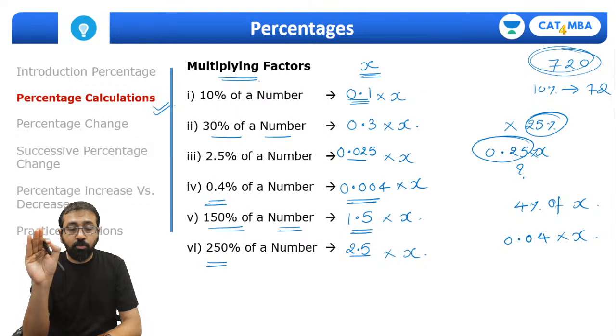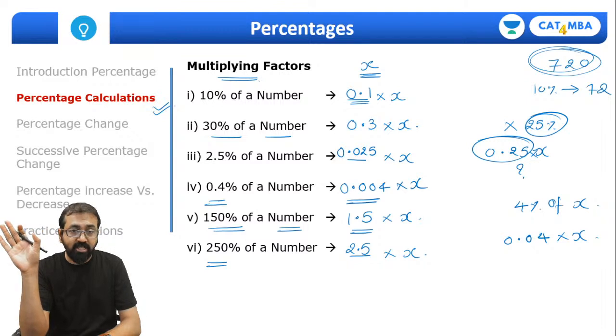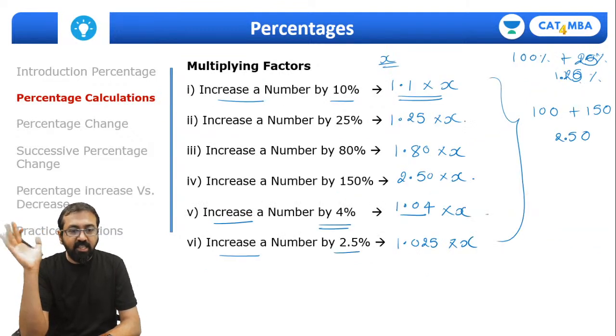10% of a number is 0.1x, 30% of a number 0.3x, 2.5% of a number 0.025x, 4% of a number 0.04x, but 0.4% of a number is 0.004 into x, and so on and so forth. Same way, increase a number by 25%, 1.25; increase a number by 80%, 1.8; increase a number by 150%, 2.5, and so on and so forth.